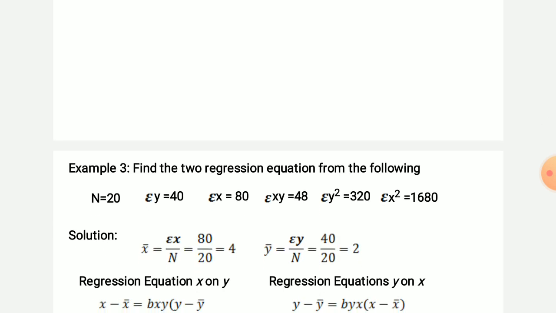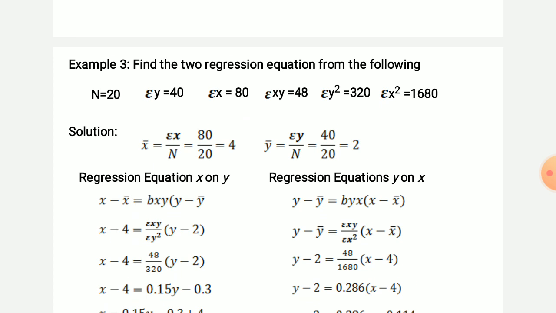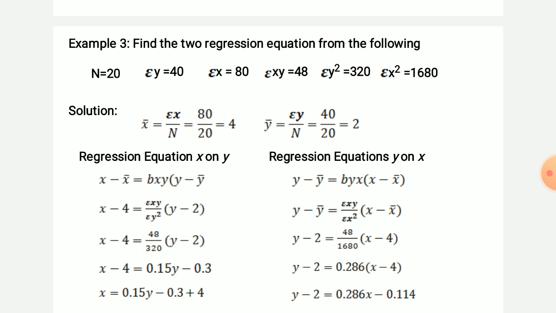Now take the third problem. Find the two regression equations from the following: n equals 20, the number of observations or items, sigma y is equal to 40, sigma x is equal to 80, sigma xy is equal to 48, sigma y square is equal to 320, sigma x square is equal to 1680. Now x bar, the arithmetic mean for x, is sigma x by n, equal to 80 by 20, which is 4. Similarly y bar equals sigma y by n, 40 by 20, which is 2. Therefore x bar is equal to 4, y bar equals 2.